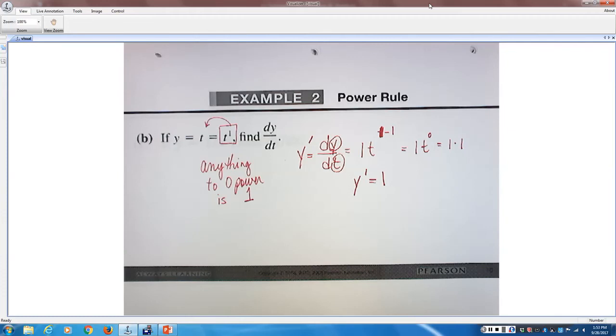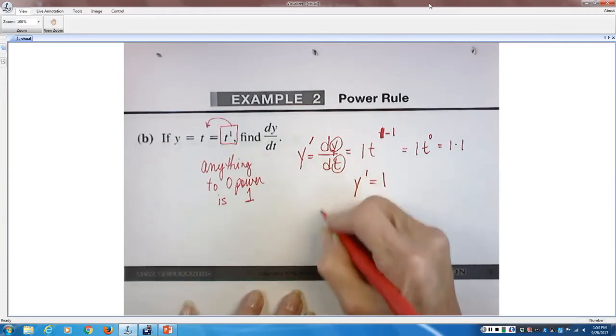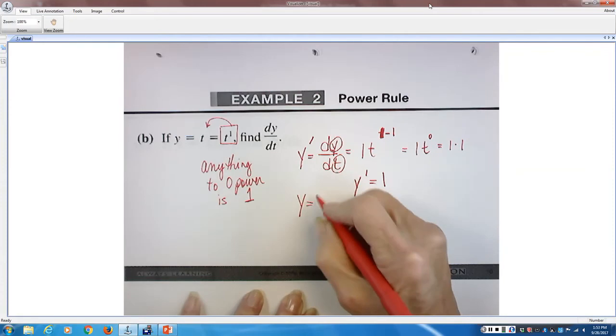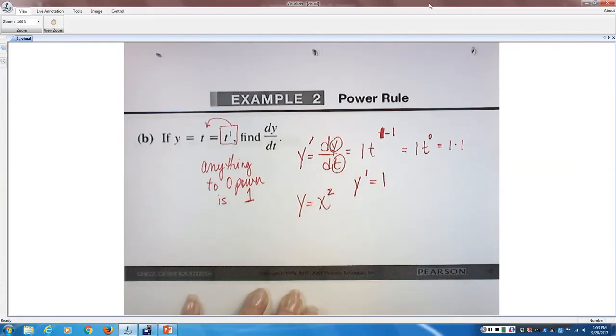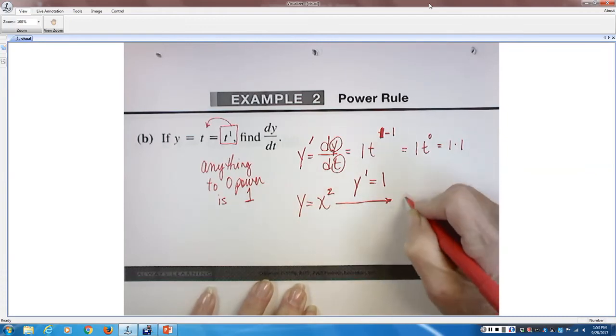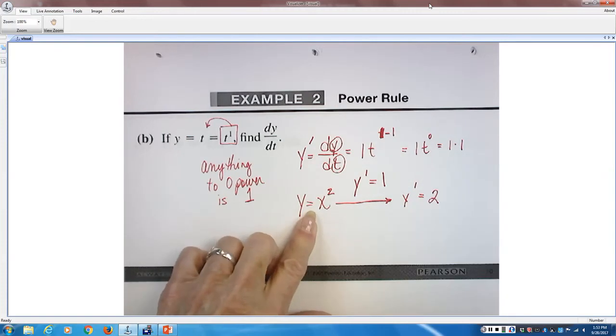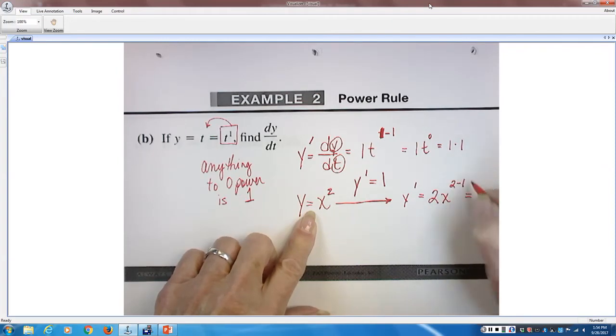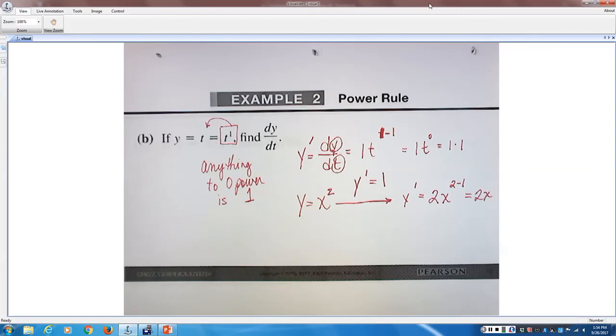It would be 2t. If I understood what you were saying, let's just go with x. If we have y equals x squared, dy dx or y prime is equal to: bring the power down in front, it's 2, keep the x, reduce the power by 1, and 2 minus 1 is 1, so it's 2x, okay? No more complicated than that.